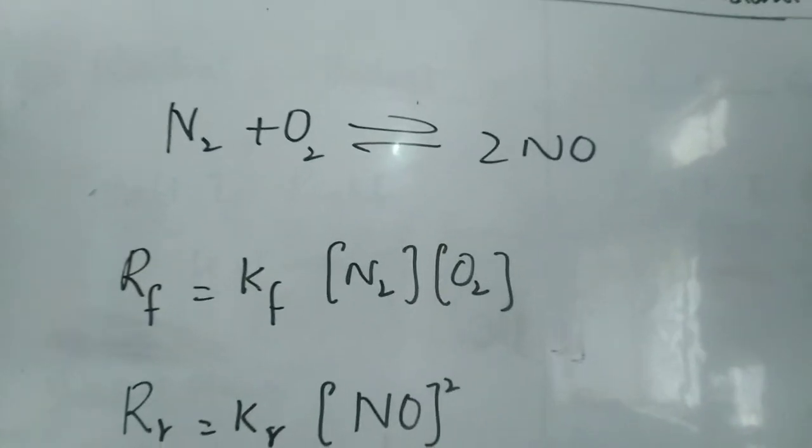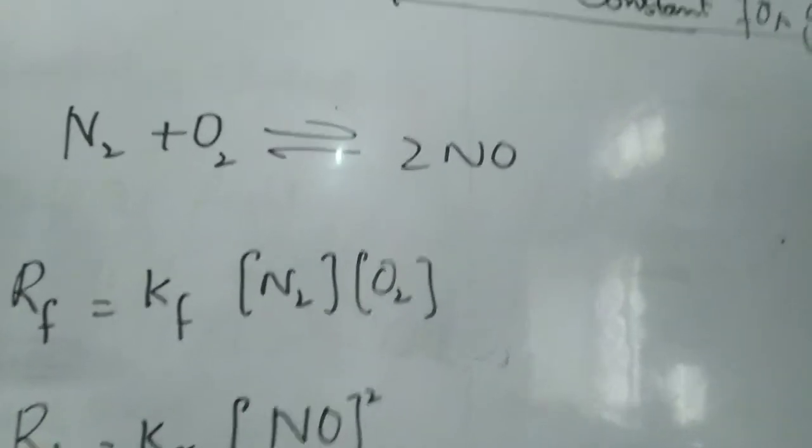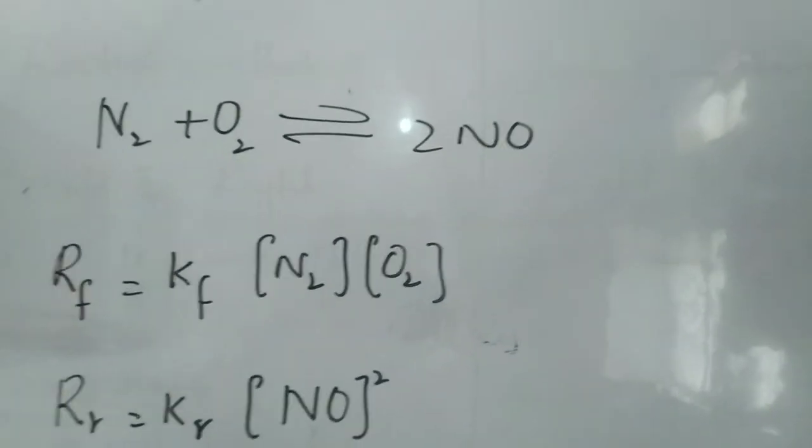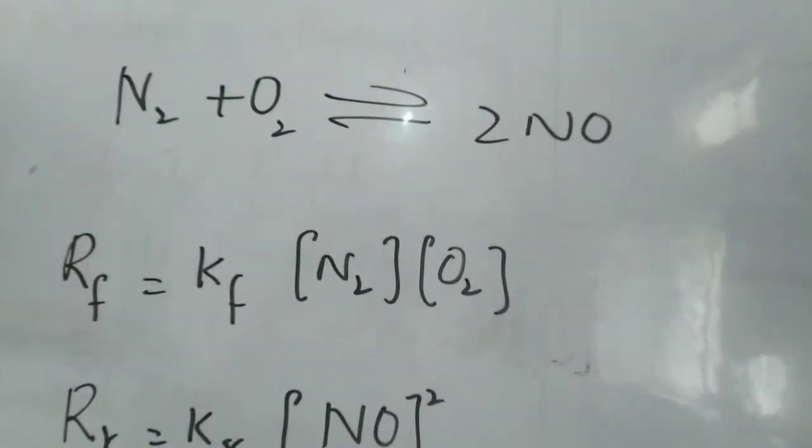Now we are going to do a practical example for Kc. Here is a reaction: N2 and O2 form 2NO. Nitrogen and oxygen will make nitric oxide.